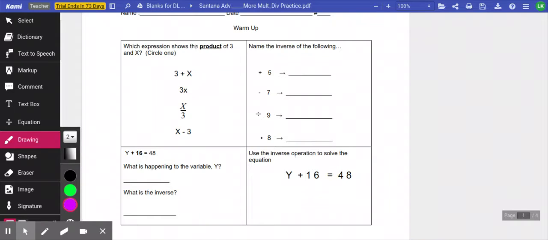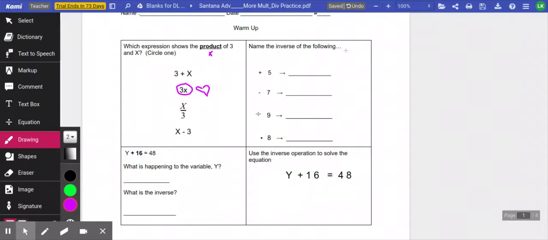Which expression shows the product of 3 and x? You're going to circle which one it is. Remember that product means multiply. And so which one of these are being multiplied? Well, that's addition. This one is division, when it looks like a fraction. Subtraction. This one right here, when they're being glued together. Remember, they're glued together. It's like they're happily married. Congratulations.